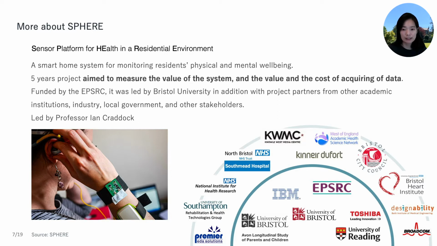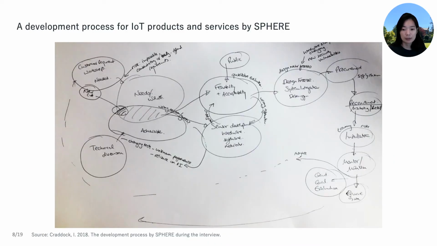So SPHERE project is the abbreviation of Sensor Platform for Health in a Residential Environment. It is a smart home system for monitoring residents' physical and mental well-being, led by Professor Ian Craddock at Bristol University. The aim of the project is to measure the value of the system and the value and the cost of acquiring data. Thus, this project is selected as a case study to identify their development process. This is the IoT process illustrated by the project leader.